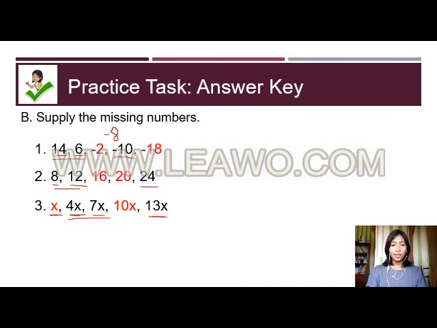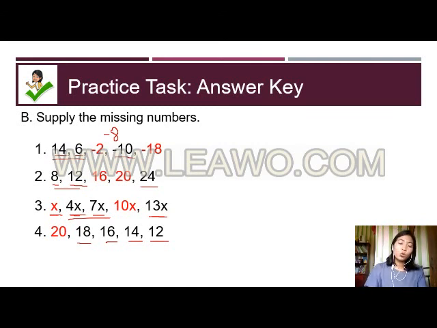Okay, let's proceed to number 4. The first term is missing. Then you are given the second, the third, up to the fourth term. So in this case, we can base our pattern on any of the 2 consecutive terms in the given. We just have to test the pattern. Let's say we used 18 then 16. So to get the pattern, you observe what happens.